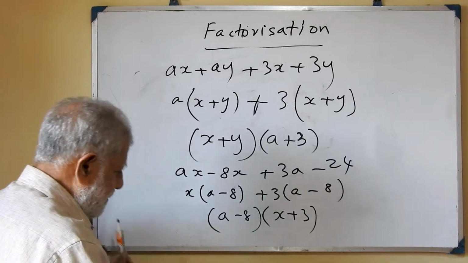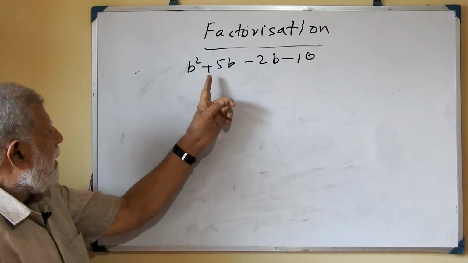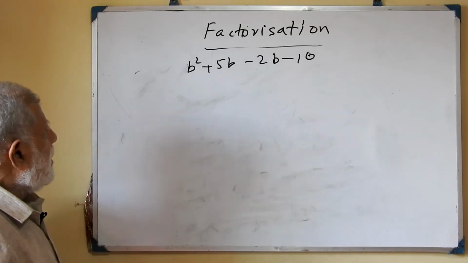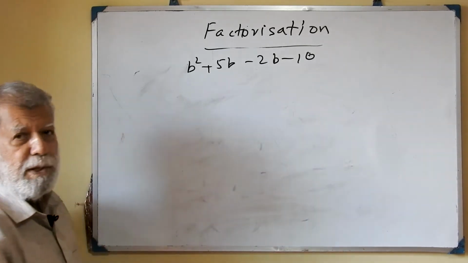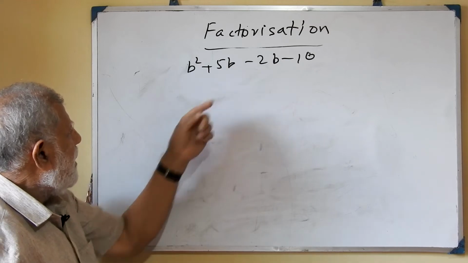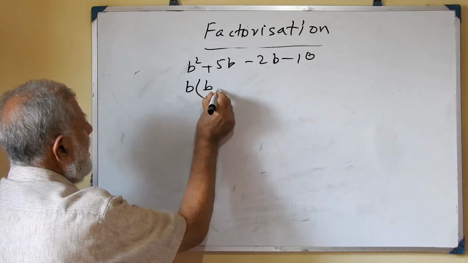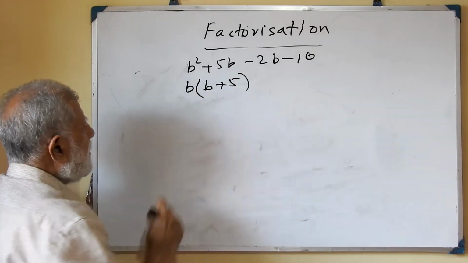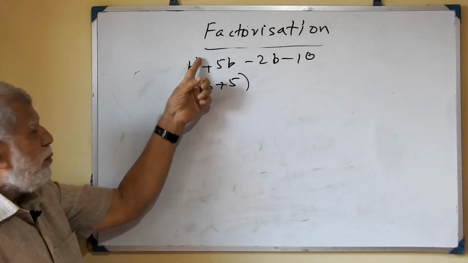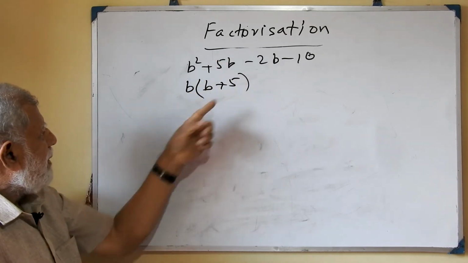We'll take another example. Look at this, children. Now here we have b squared plus 5b minus 2b minus 10. So here also nothing is common for the whole thing, so we have to take by grouping. In this group b is common. Take out b, so remaining b plus 5. When you take out b from the b squared and the 2b's, we have taken out 1b, then 1b remaining. Out of the 5b, we have taken out the b, 5 is remaining.